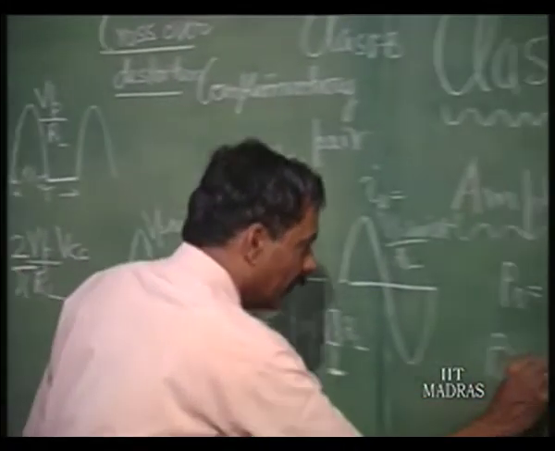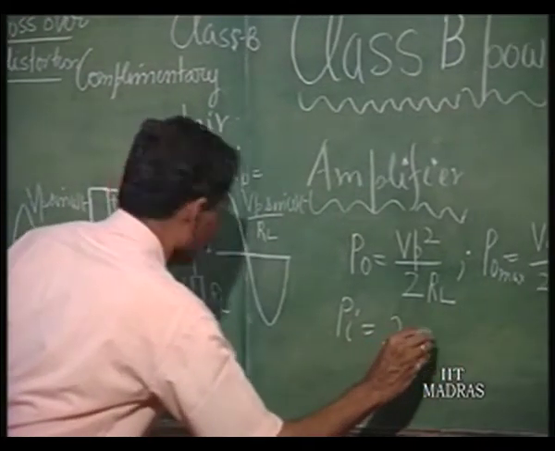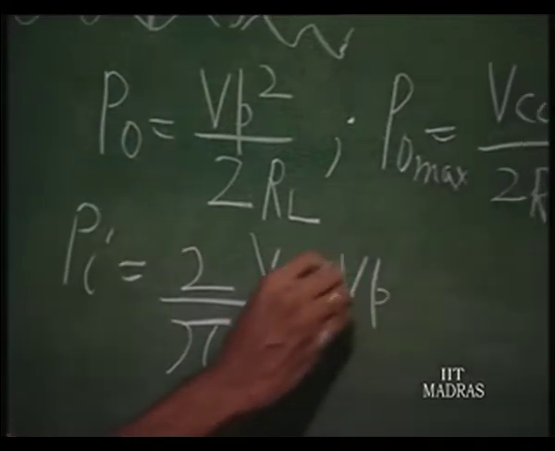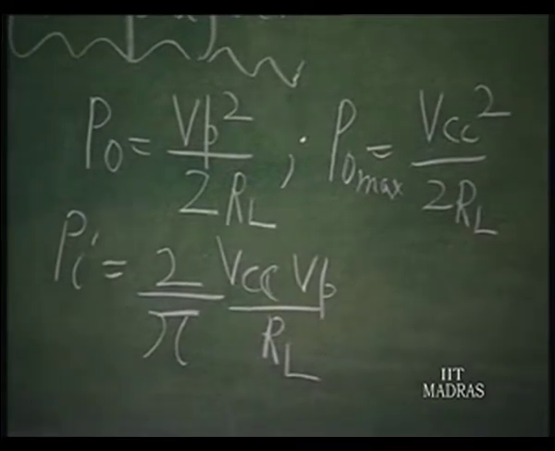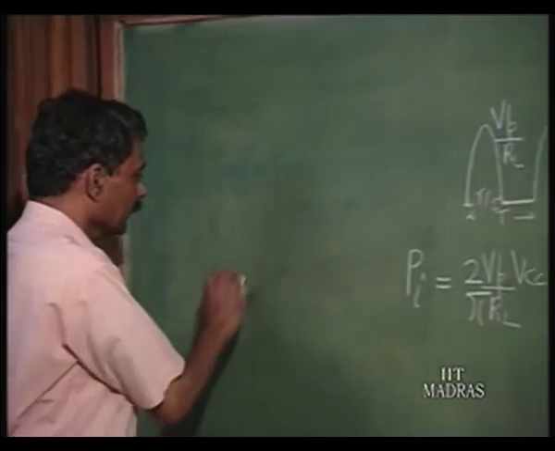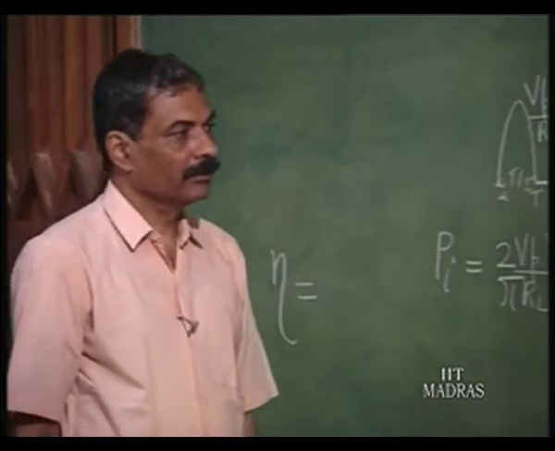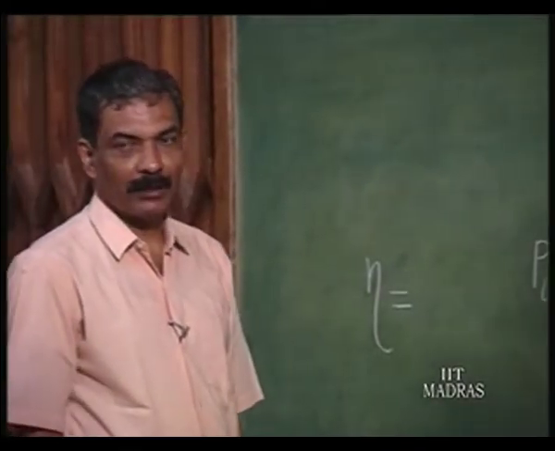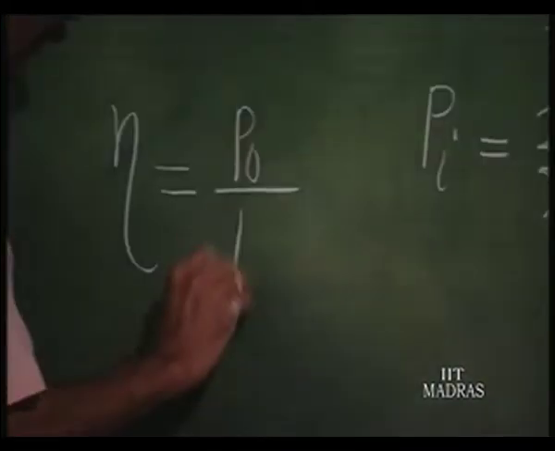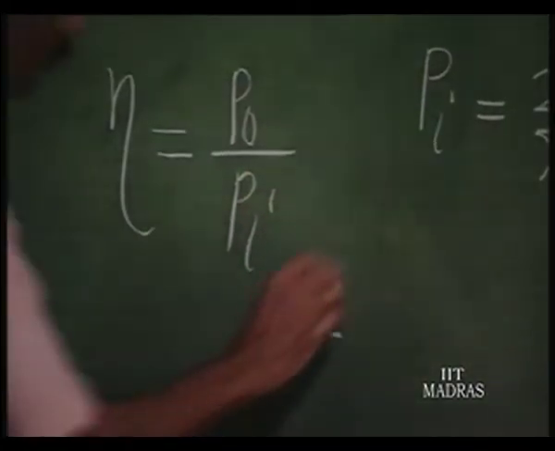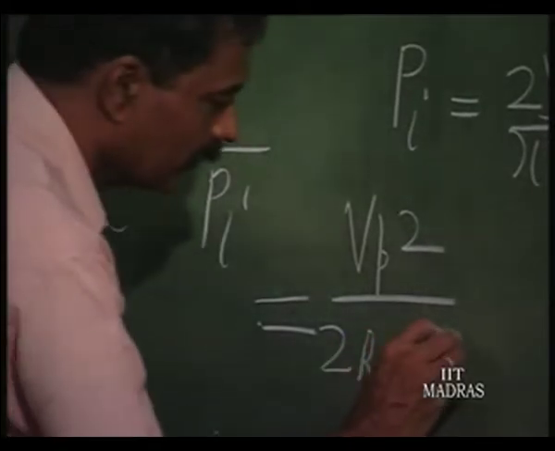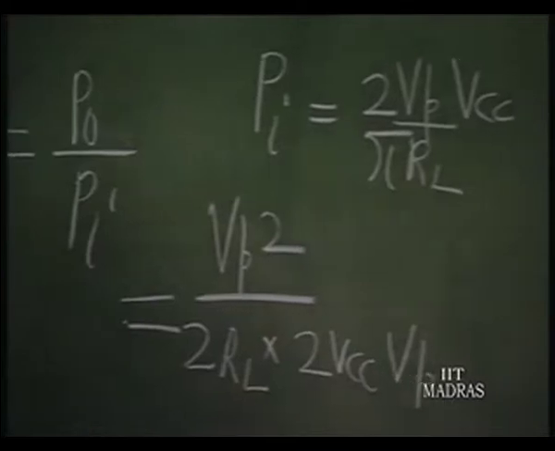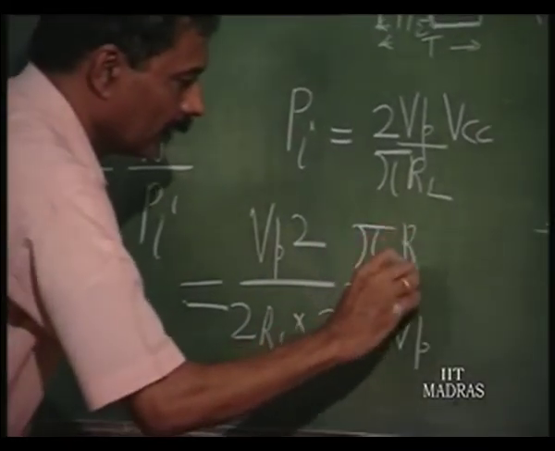So, we can now say that the power input in general is 2/pi Vcc Vp by RL. So, what is efficiency? Efficiency is output power divided by input power. So, P out by Pi is equal to Vp squared by 2 RL, that is the output power. Input power is twice Vcc Vp by pi RL.